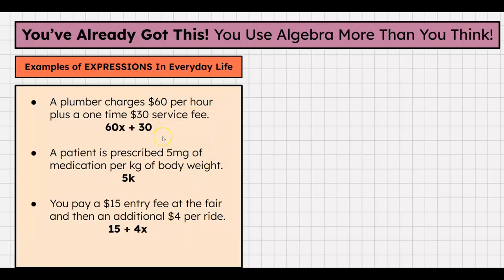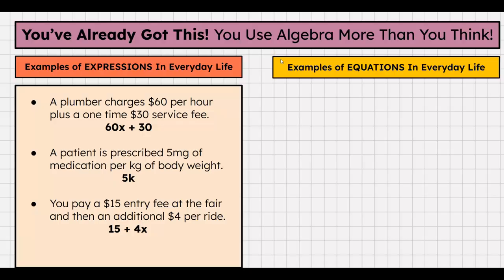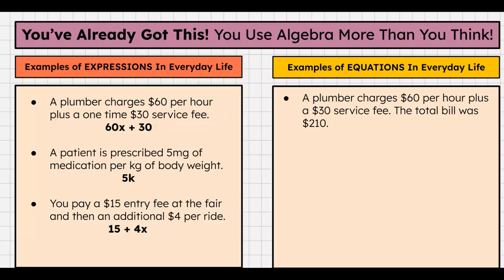So what makes these expressions versus equations? Well, let's look at some examples of what if these were equations instead of expressions? What would it take? So the first example, a plumber charges $60 per hour plus a $30 service fee. The total bill was $210.